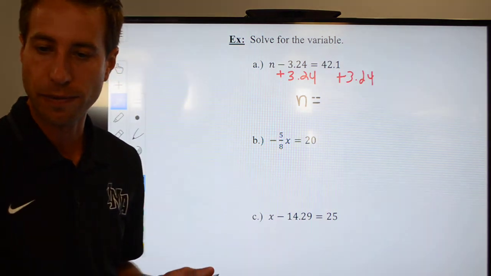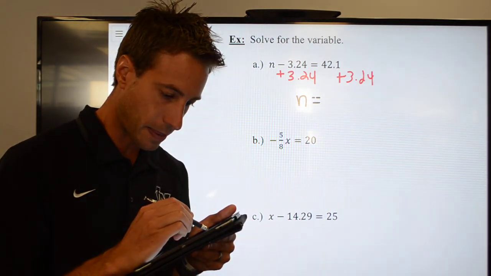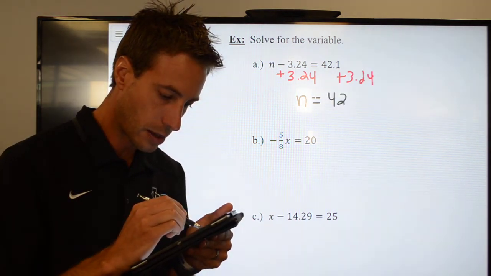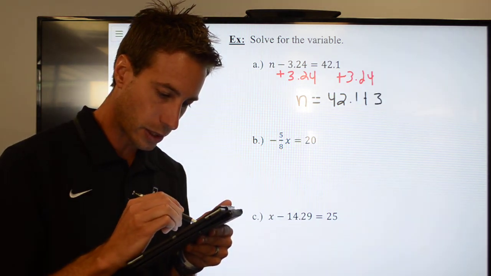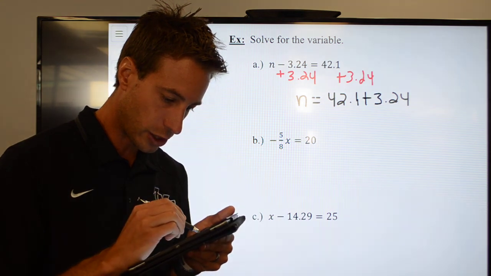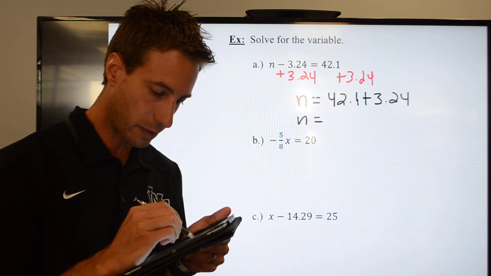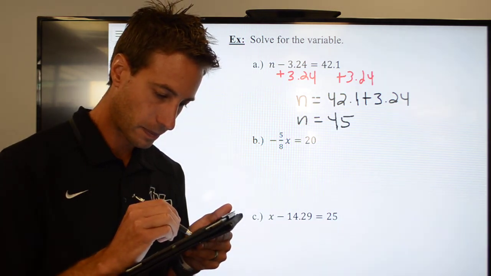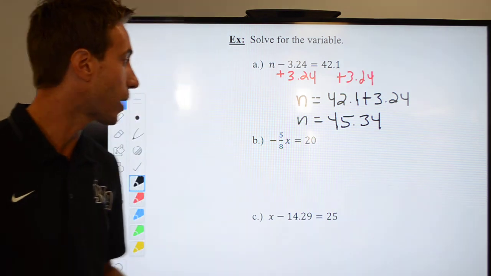Grab a calculator, don't fat finger something on the calculator, and let me write that one last step. I now have 42.1 plus 3.24, which is, according to my calculator, 45.34. Let's go ahead and try the next one.